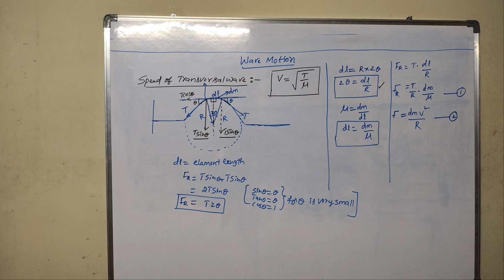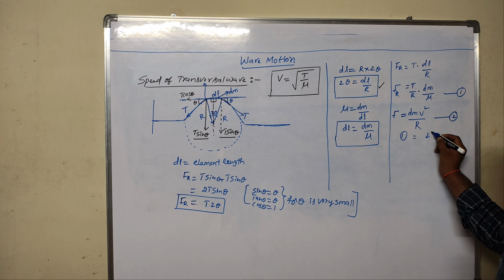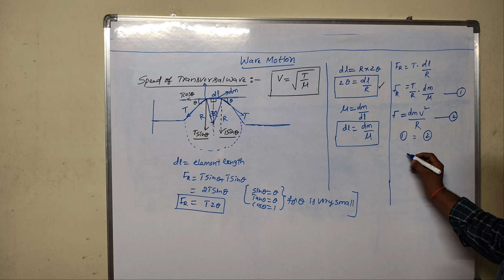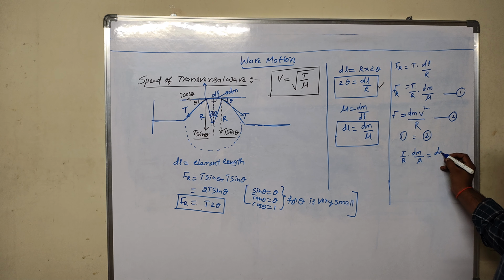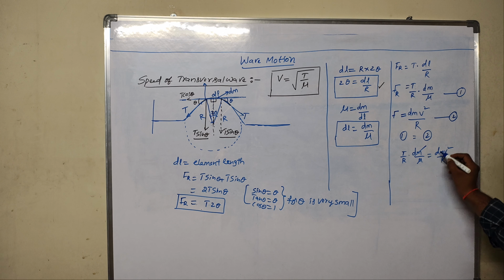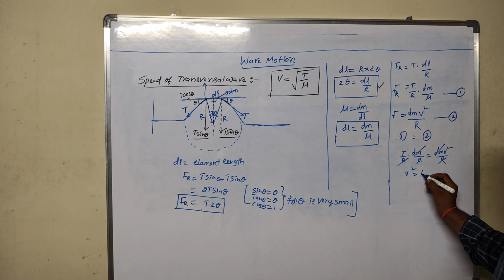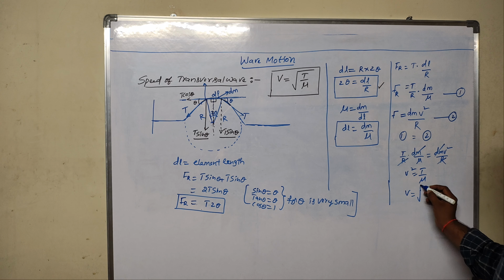Now what will happen, guys? From this, 1 is equal to 2, equal and opposite directions. So T by r into dm by mu is equal to dm into v square by r. Now dm cancels, r cancels. So v square is equal to T by mu. So finally v is equal to root of T by mu. I hope you people have understood.